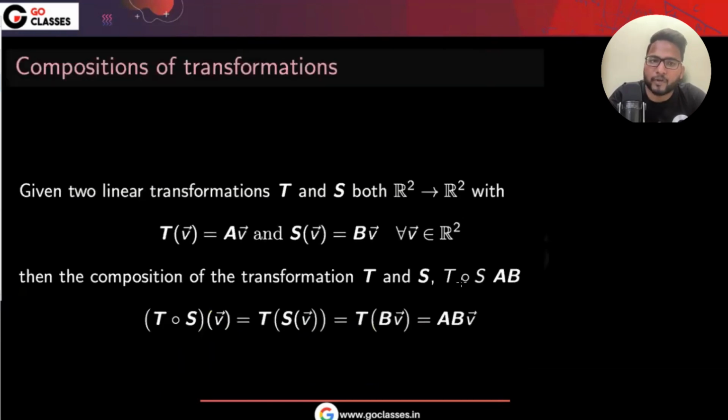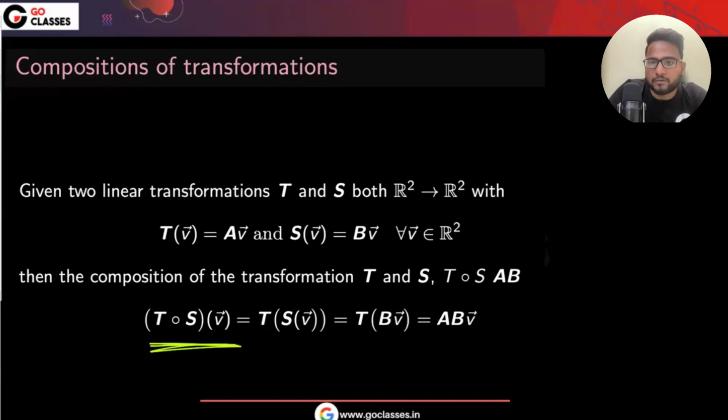Okay. Now let's see one small topic. It is not even a topic, but let's take it as a topic, which is composition of transformations. Are you familiar with this kind of notation, by the way? Composition notation, composition of functions.